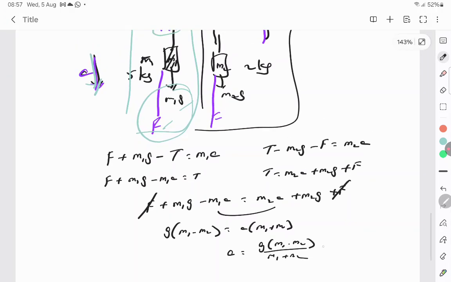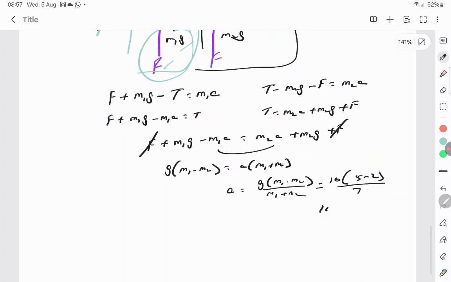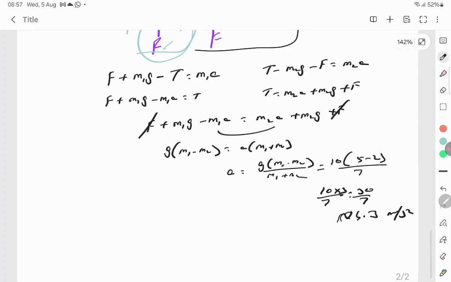If you know the masses of both the blocks, gravity is 10, mass of the first block M1 is 5, M2 is 2, M1 plus M2 is 7. So it's 10 into 3 by 7 is 30 by 7. And whatever this value gets me, 7 4s are 28, 7 3s are 21, approximately 4.3 meter per second square will be my acceleration.